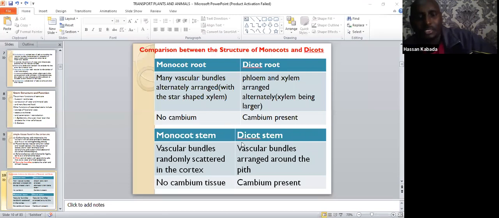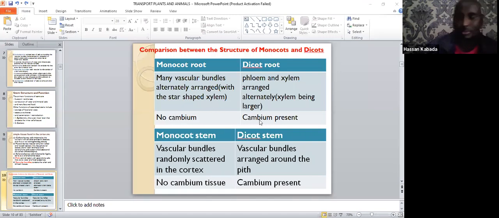So take note of that. I think you can come up with the differences on your own because they are glaring. You can easily note a few differences between monocot and dicot root, and between monocot and dicot stem. So I have left those for you, you can look at them.